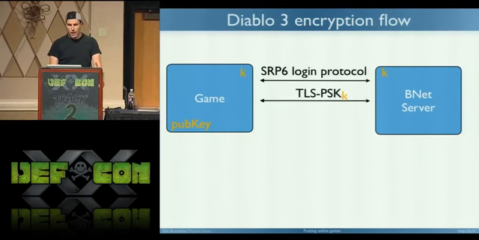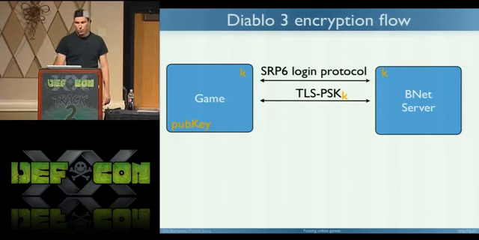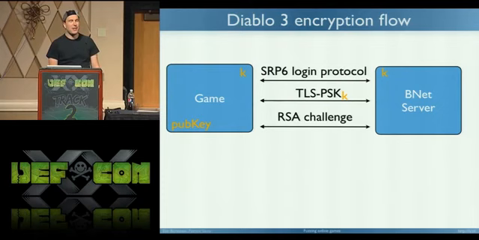And then you use that to start TLS. So you do TLS PSK, which is pre-shared key. Instead of using certificates to exchange the keys, they actually use the keys they have used in SRP6. And when this is done, and you say, OK, I can do all of this, you have the RSA challenge. I'm going to explain a little bit what the RSA challenge is.